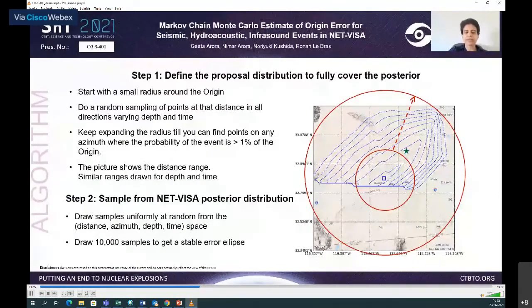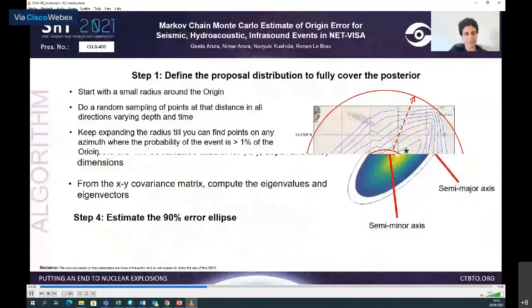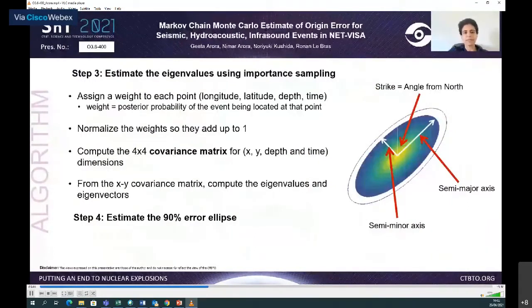The next step is to draw samples from the NetVisa posterior distribution, which are simply drawn uniformly at random from the distance, azimuth, time, and depth space. And we draw 10,000 samples to get a stable error ellipse. After that, we estimate the eigenvalues using importance sampling.